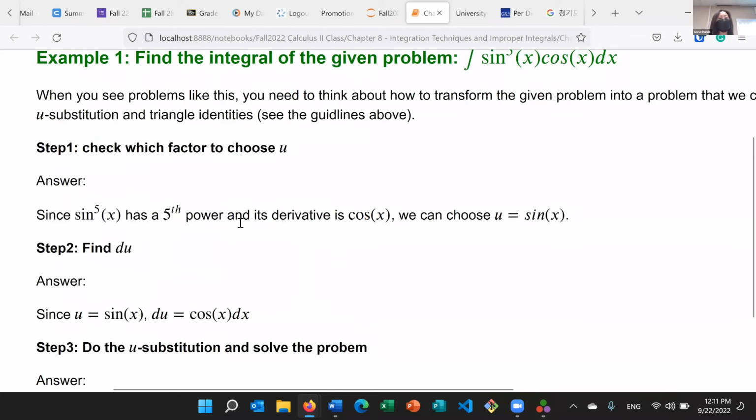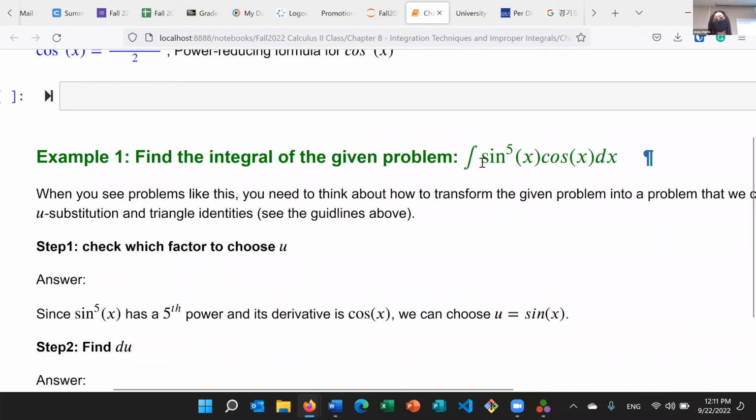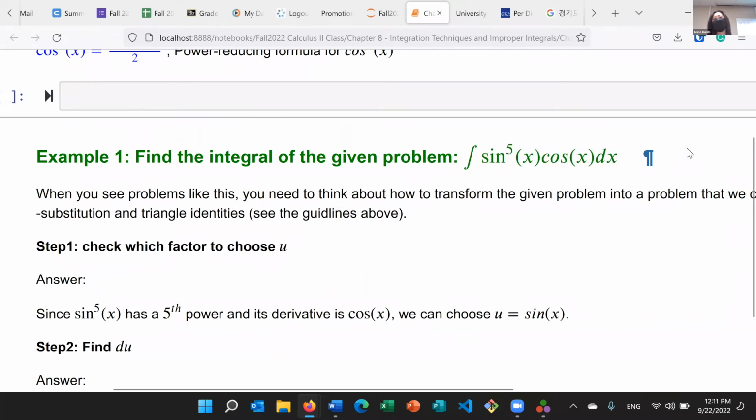So look at this. Are you guys recognizing what to use and when? When you have problems like this, did you see it? Problems like that, you do use substitution on which one? The one with the higher power with odd number.